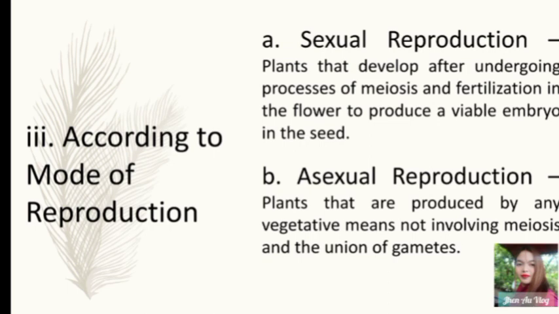Plants that are produced by any vegetative means, not involving meiosis and the union of gametes. So with the help of marcotting, the layering, the air layering, the ground layering, the separations, grafting, and budding. While the sexual reproduction uses seeds to grow another plants.